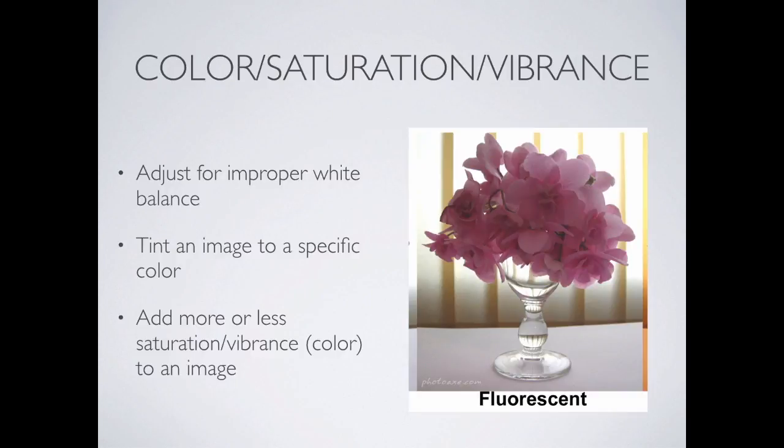Then we get into color, saturation, or vibrance adjustments. So this would be, I had an improper white balance, and I want to shift the photo from being too blue to being more in the orange spectrum. That might be a strategy. Maybe you want to tint the image to a specific color. You want to tint something in the image. Right? Maybe you want to add more or less saturation or vibrance to the image, just to make the colors pop a little bit more.